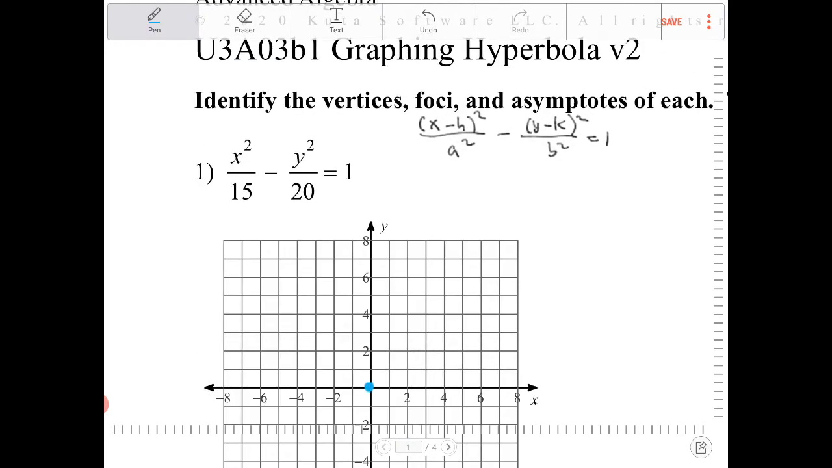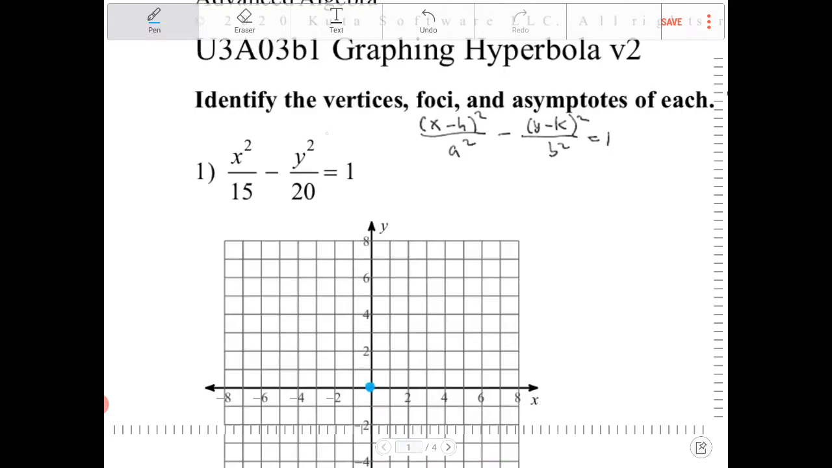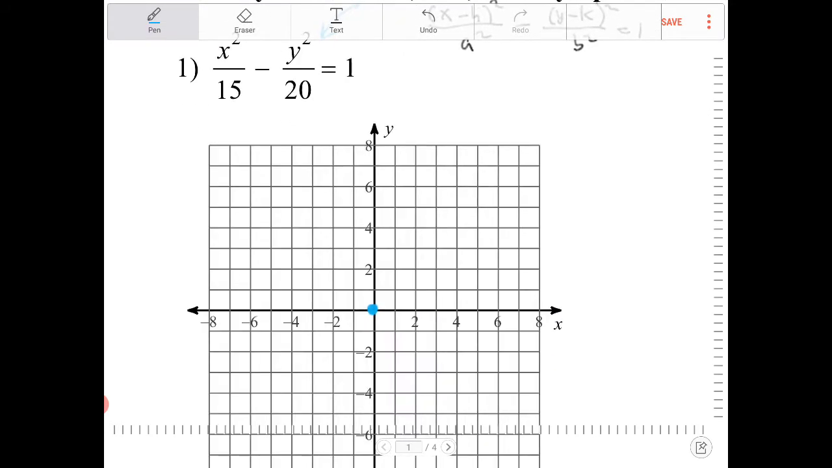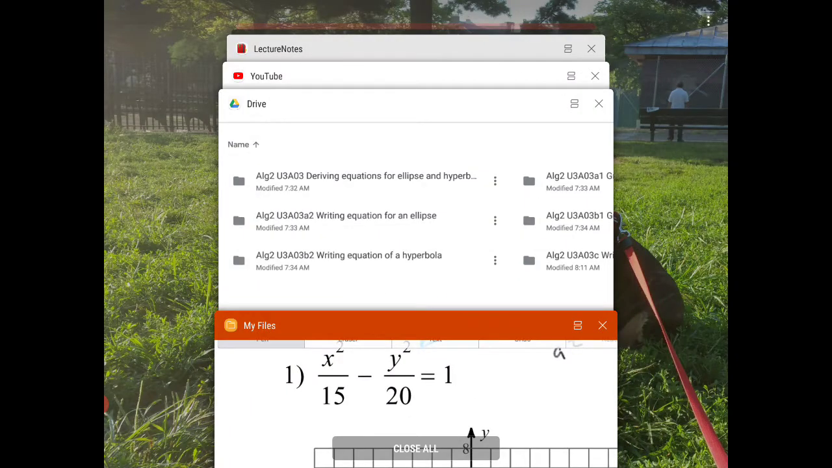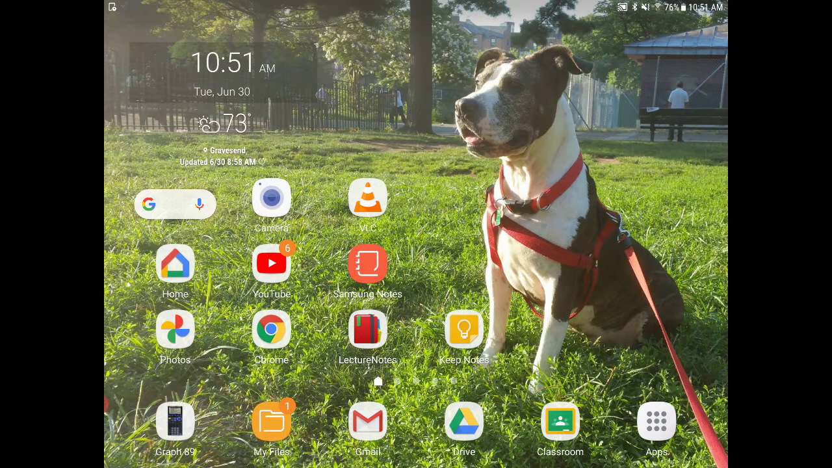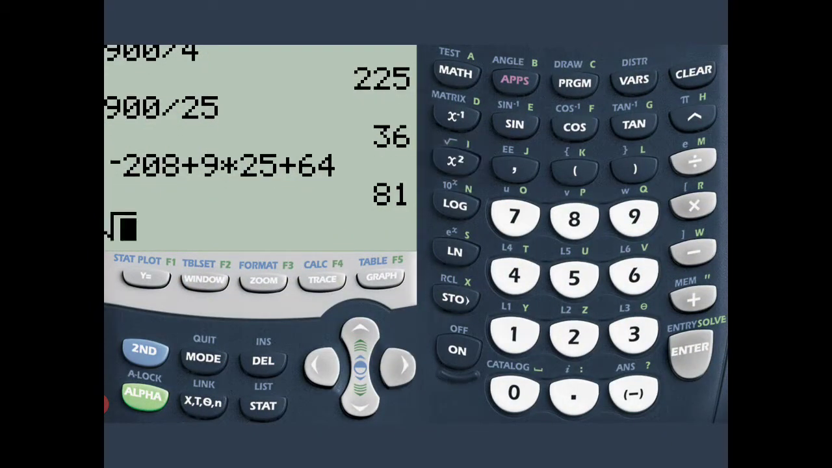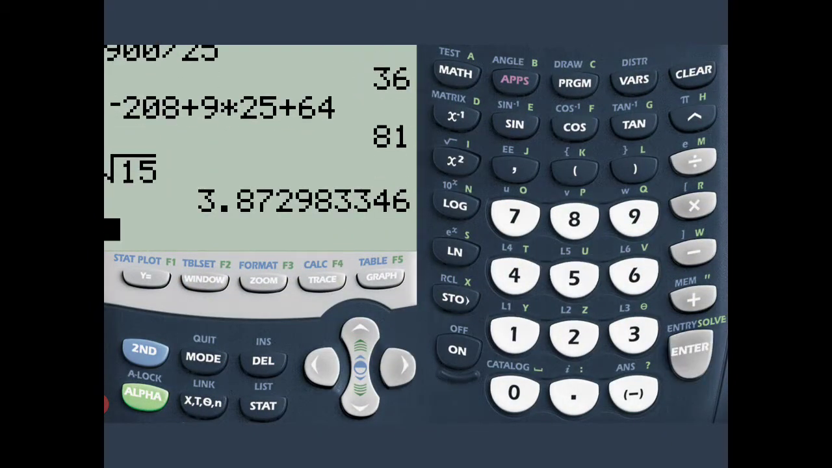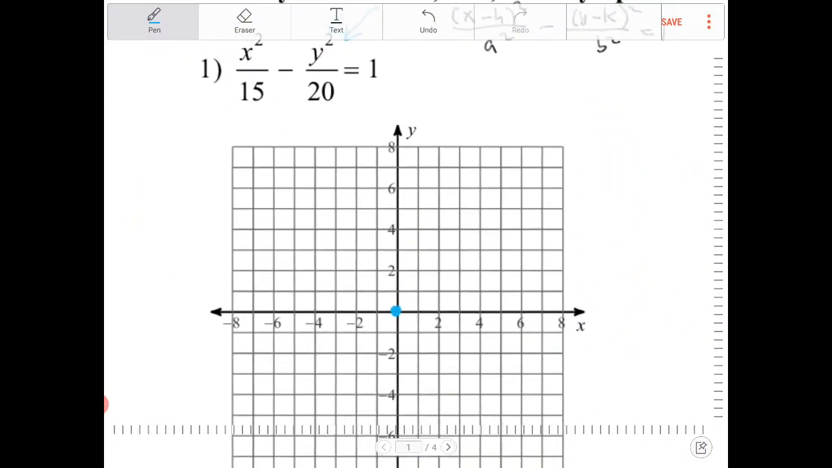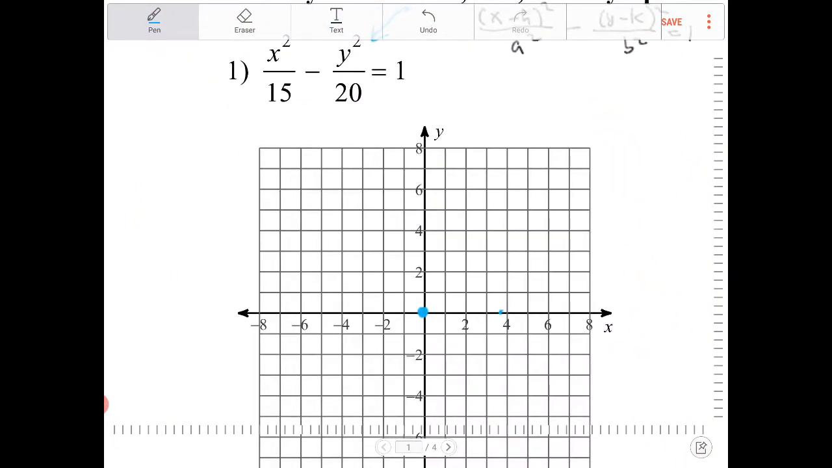The next thing that I need to do is identify where some of the intercepts are. Looking at this, if I try to find the x-intercept, I can substitute in 0 for y, and I will end up with an x-intercept of plus or minus square root of 15. So what exactly is square root of 15? If I go back to the calculator, square root of 15 is roughly 3.9, so roughly 4 almost. I want to say it's going to be right there.